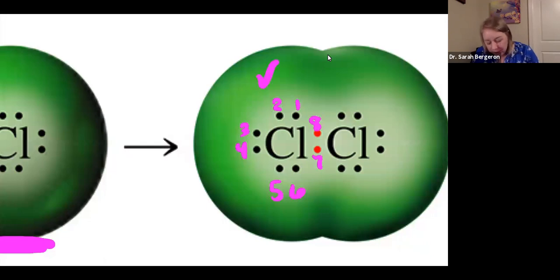Let's try the other one. 1, 2, 3, 4, 5, 6, and again 7, 8. Because they're shared, they count for both atoms. And so now this one's happy. Both chlorine atoms are happy because they're each sharing an electron with each other.